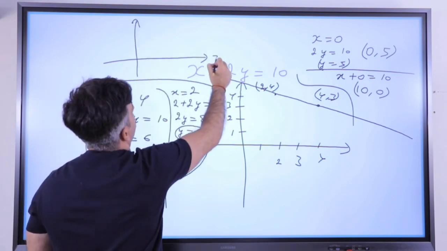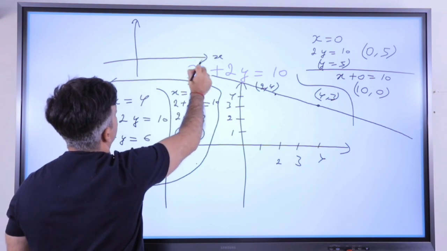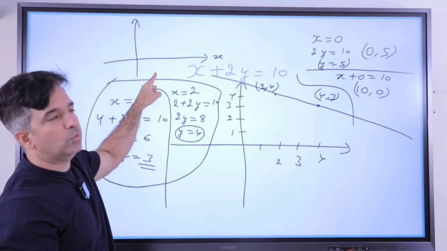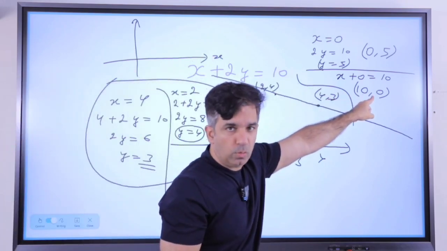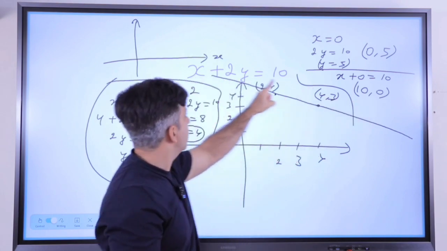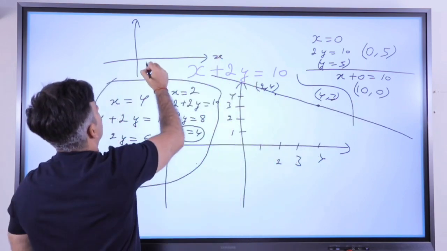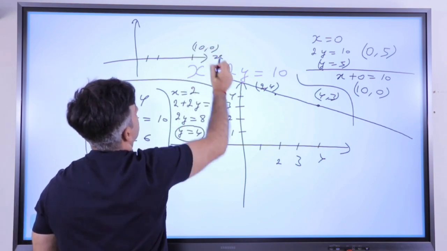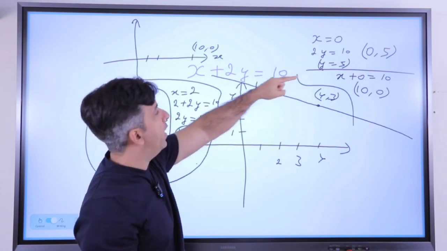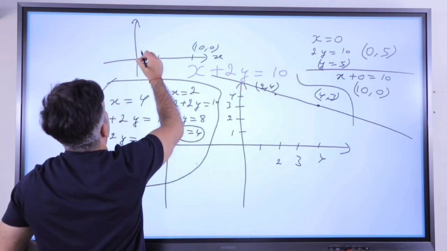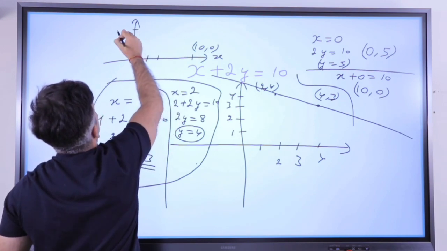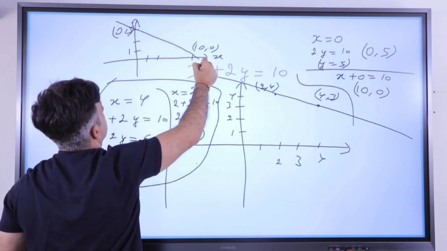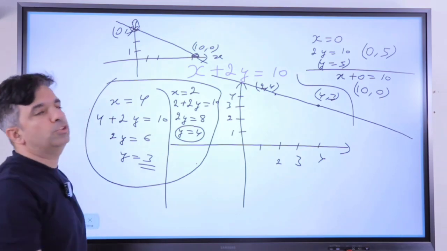Why? Because if you notice, on the x-axis y is always 0 and on the y-axis x is always 0. So the point 10, 0, which means x is 10 and y is 0, is simply on the x-axis somewhere. 1, 2, 3, 4, and wherever this 10 is coming. So this is the point 10, 0. And the other point 0, 5 is on the y-axis. 1, 2, 3, 4, 5. So this is on the y-axis. So we have the 2 points.